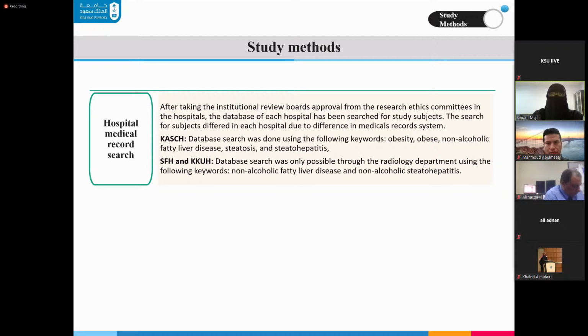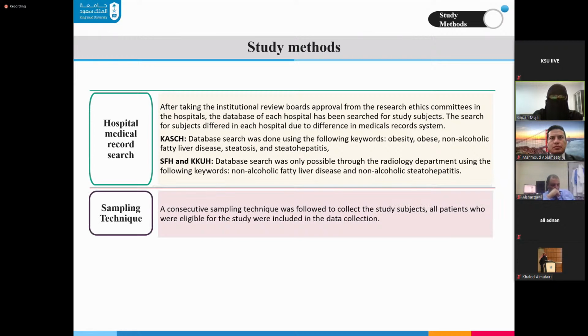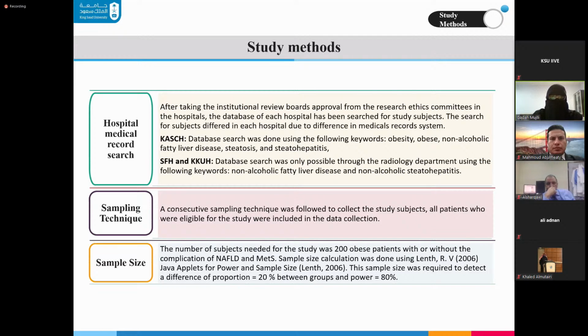After taking the IRB approval from those hospitals, we searched the hospital database. However, due to the different systems implemented in the hospitals, we used different keywords for each system. And we followed a consecutive sampling technique where we included all the subjects that met our inclusion and exclusion criteria. The estimated number of subjects needed for the study was 200 obese patients with or without the complication of NAFLD and metabolic syndrome.